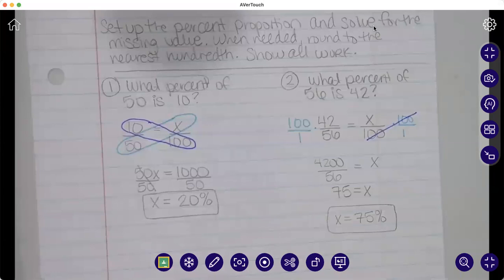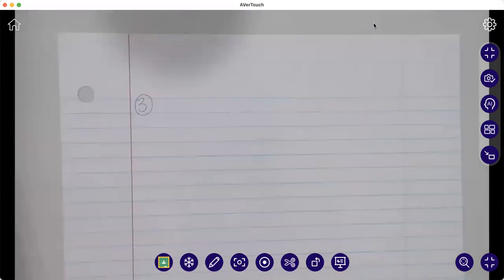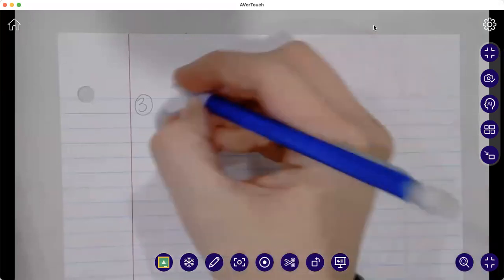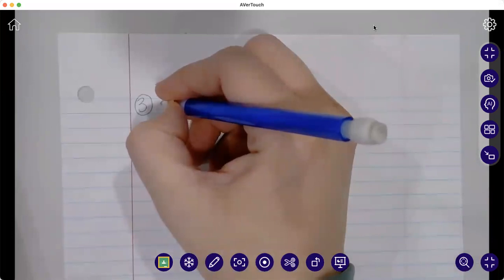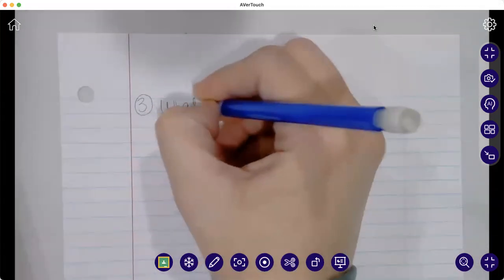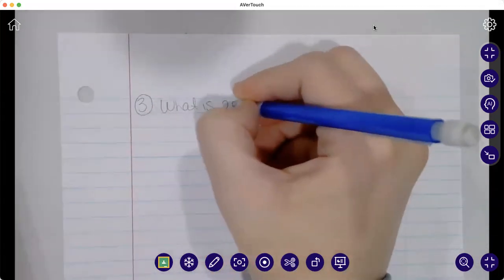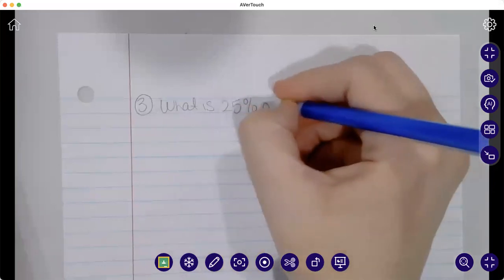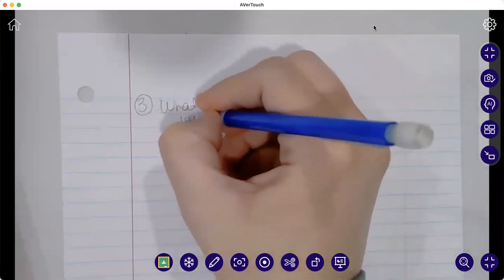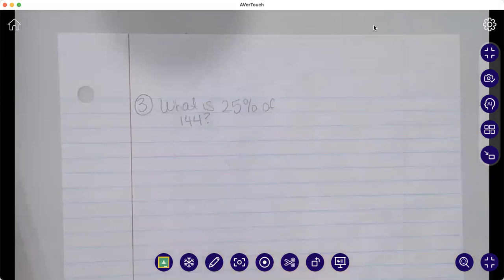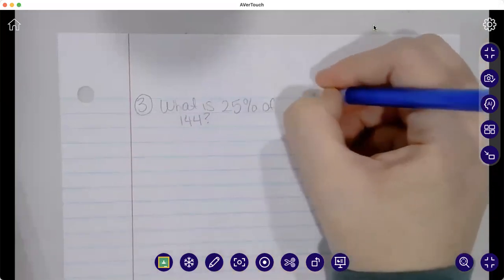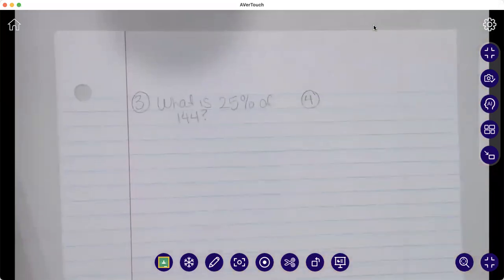Okay. And let's move on to number 3. What is 25% of 144? What is 25% of 144?